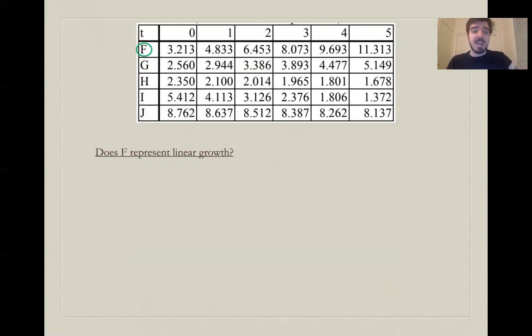Okay, let's start with f. First question is, does f represent linear growth? We don't know if it's linear or exponential, and the easiest thing to do here is to take these piece by piece. Start with saying, is this linear? If it's not, move on to, is this exponential? If it's not that, then it's going to be neither. Okay, so is this linear growth?